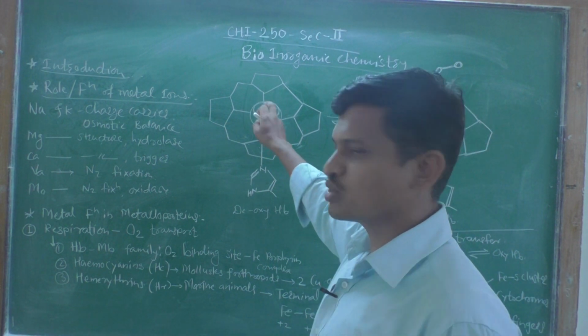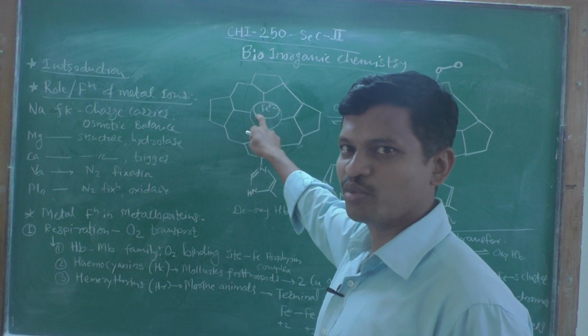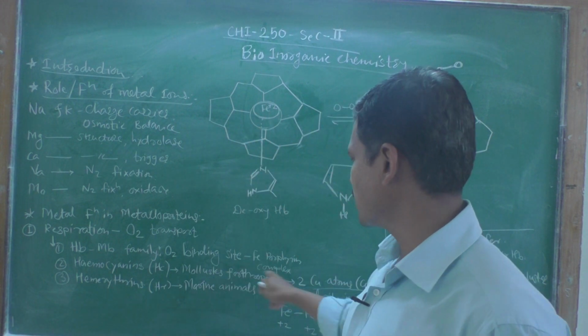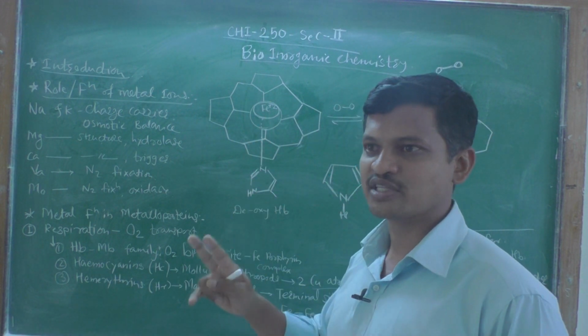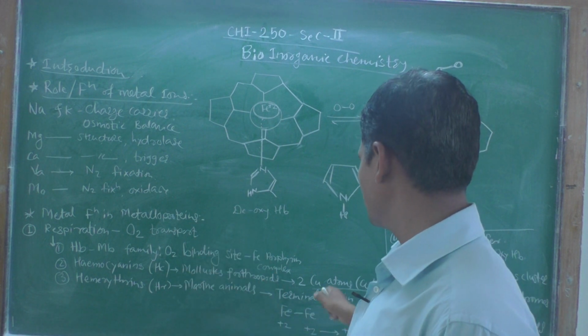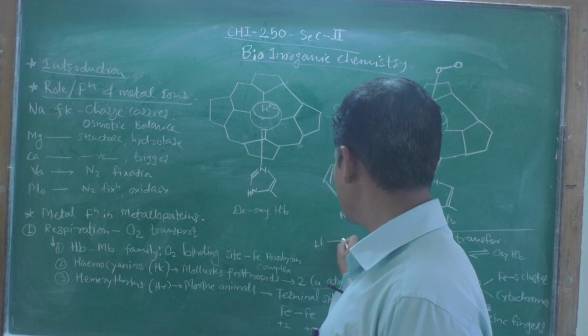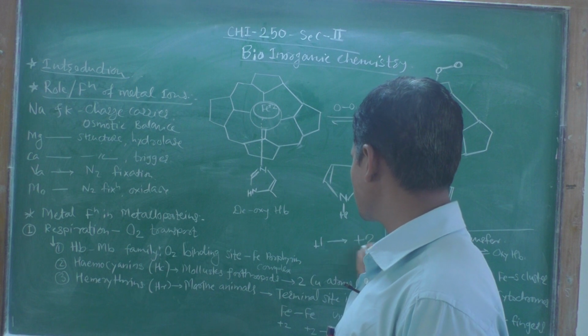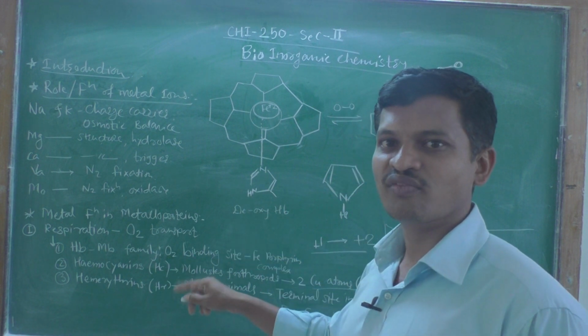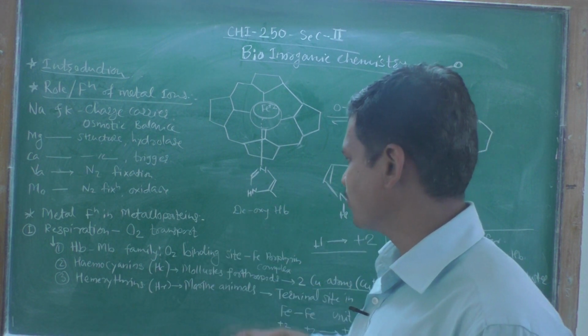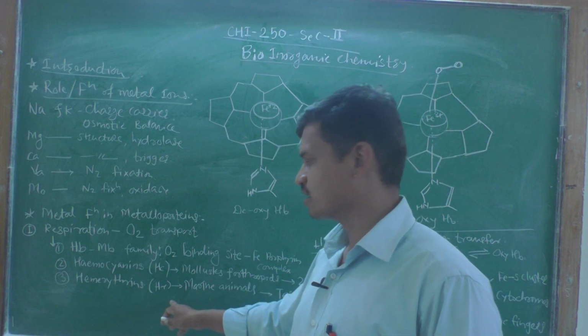Here only one iron atom is present in the hemoglobin family, but in hemocyanin there are 2 copper ions present. Firstly, they are present in plus 1 oxidation state, and they change to plus 2 oxidation state after binding with a dioxygen molecule. Then the third one is hemerythrin.